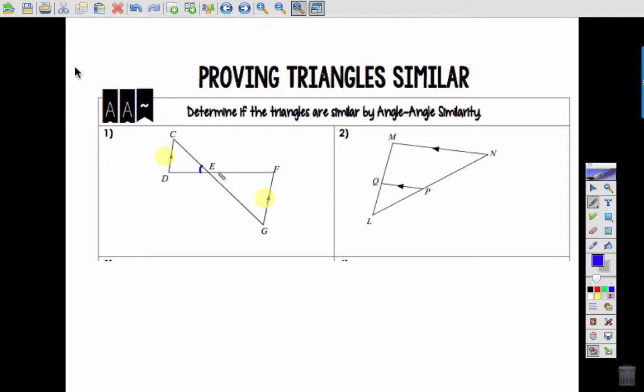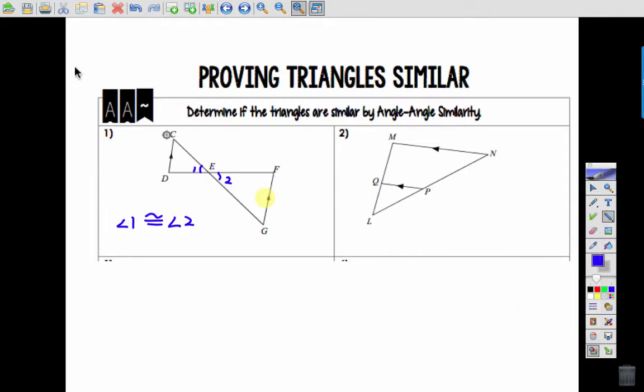Now we know, obviously, I'm going to call this angle 1 and angle 2. We know angle 1 and angle 2 are congruent by vertical angle theorem. And there's no other information given about angles but the parallel lines. If I look at the parallel lines, I can say CG cuts them through, right?